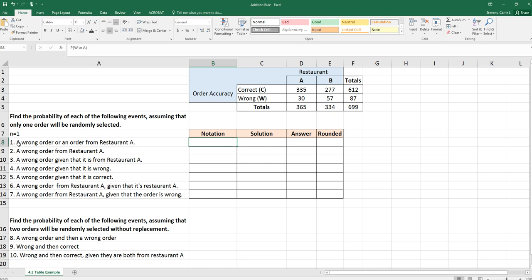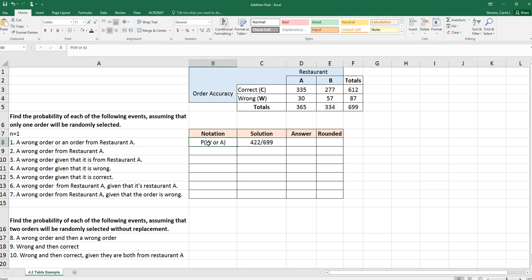Let's do number 1 here. We're going to find the probability of each of the following events, assuming that only one order will be randomly selected. Number 1: a wrong order or an order from restaurant A. So the notation would look like the probability of W or A, and we would use the addition rule for this. The solution is 422 over 699.